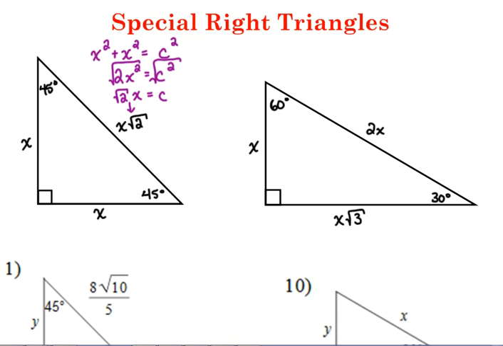Now, you don't have to go through that proof. I just wanted to show you where the square root of 2 comes from. It doesn't matter what the side lengths are. If it is a 45, 45, 90 triangle, that relationship always exists.